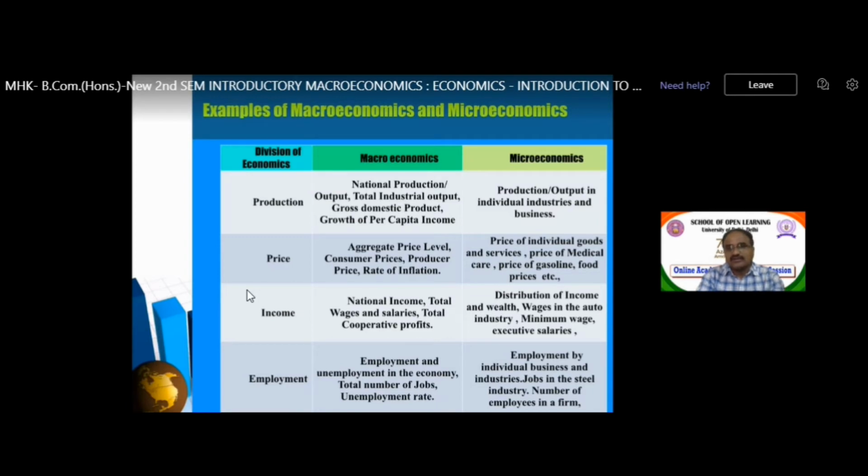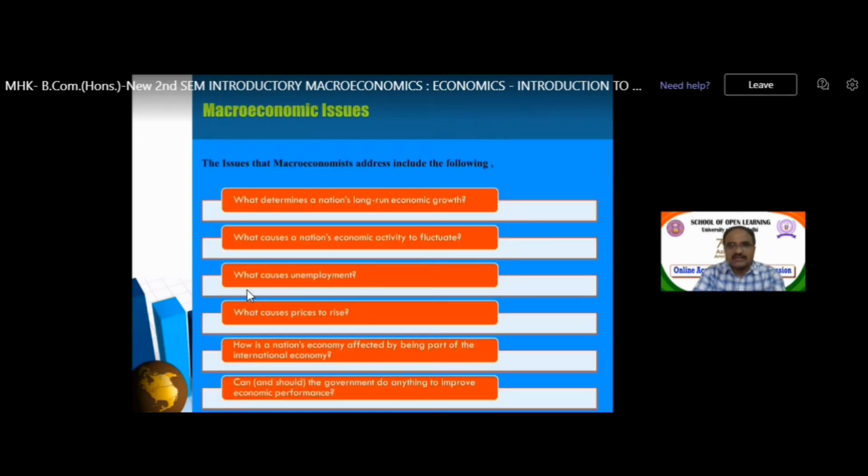At the micro level, it is employment by individual businesses and individual industries, jobs in the steel industry, the number of employees in a firm, and so on. So with examples, we can divide economics into different distinctions, that is macroeconomics and microeconomics. Okay. Next, coming to what macroeconomics is about, in that part we are discussing the third part, that is the macroeconomic issues. What are the macroeconomic issues?